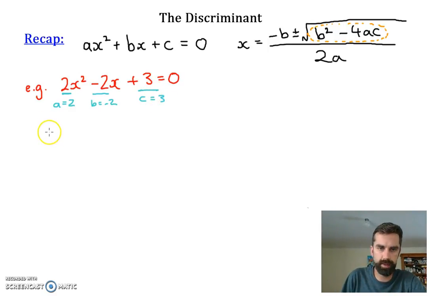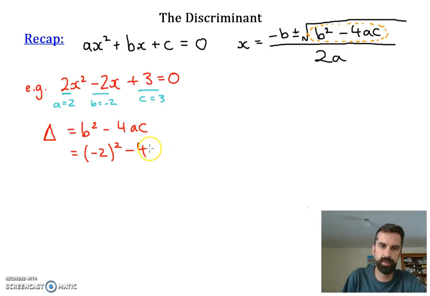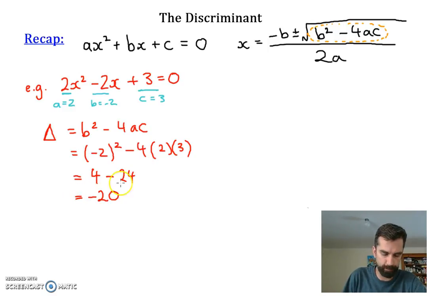Let's work out the discriminant for this equation. So the discriminant is b squared minus 4ac. B squared is going to be negative 2 in brackets squared. Remember, we always have to put that in brackets. And then 4 times by 2 times by 3. So negative 2 in brackets squared is going to be 4. 4 times 2 times 3 is 8 times 3, which is 24. And 4 take 24 is negative 20.